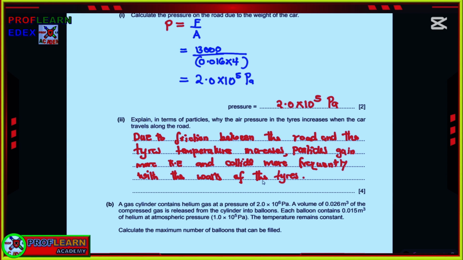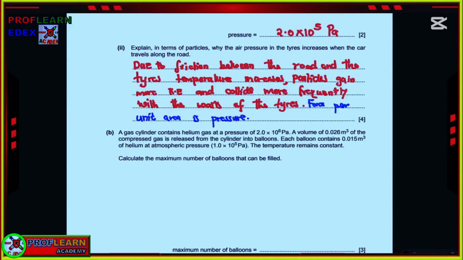A gas cylinder containing helium gas at a pressure of 2 times 10 raised to the power 6 pascals, a volume of 0.026. Compressed gas is released from the cylinder into the balloons, and each balloon contains 0.015 meters cubed of helium. The atmospheric pressure is 1.0 times 10 raised to the power 5 pascals. The temperature remains constant, so we're going to use the concept. Okay? So let's write: force per unit area is pressure.